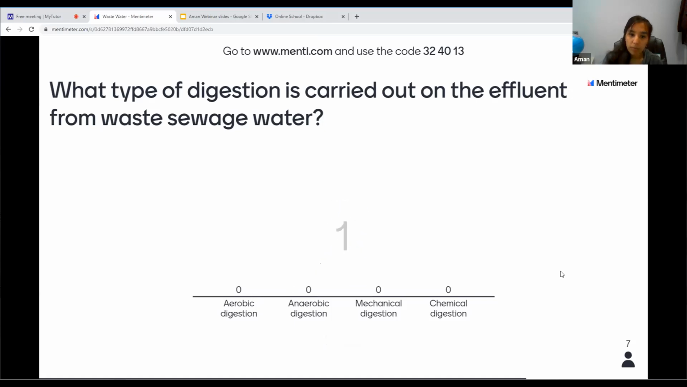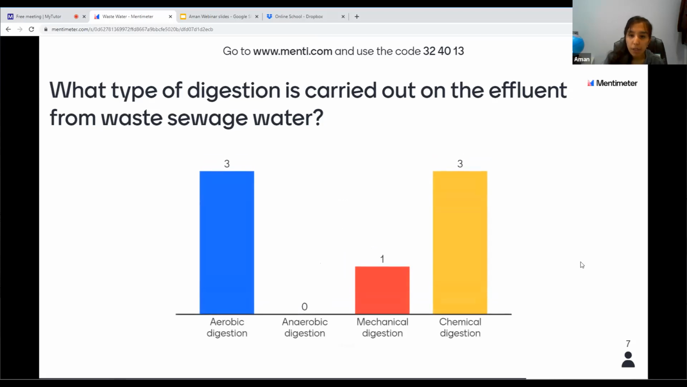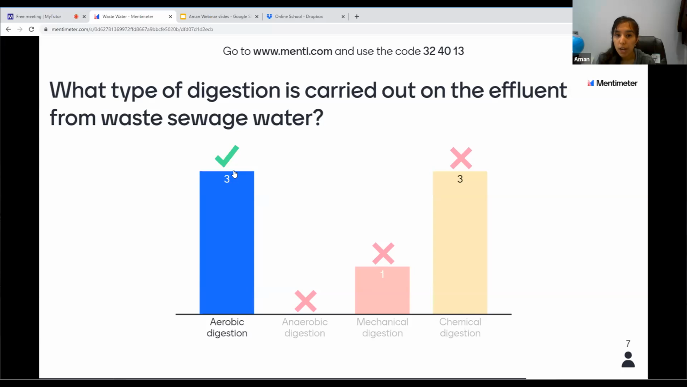So the answer is aerobic digestion. Aerobic digestion means in the presence of oxygen. That's what aerobic digestion means. If you're wondering what type of digestion occurs on the solid layer, remember I said sewage is split into water, which is effluent, and the solid layer or the sludge layer. Anaerobic digestion, so without oxygen, occurs on the sludge, but on the water, the effluent, aerobic digestion takes place.